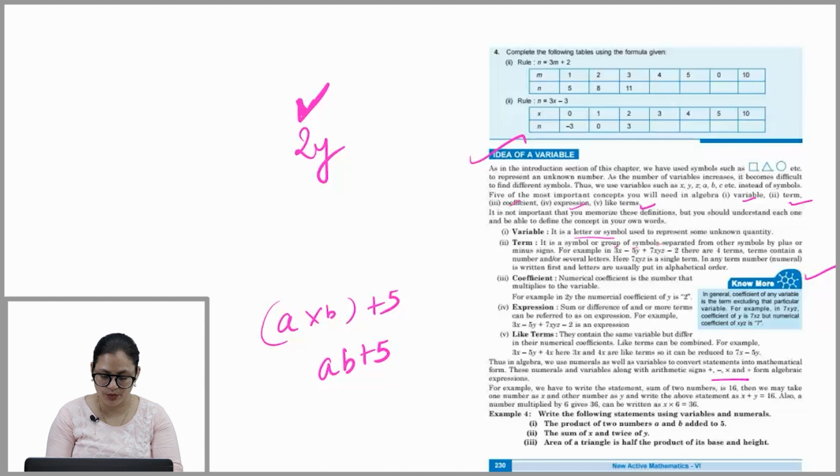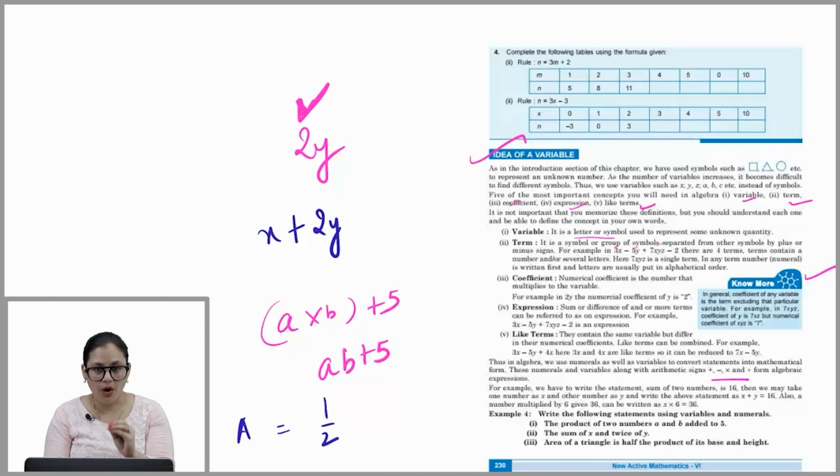So you have to do a sum of what? Sum of x plus twice of y, means x plus 2y. Number 3, area of triangle is half the product of its base and height. Area of triangle is equal to half the product of its base and height. So, half into b into h.